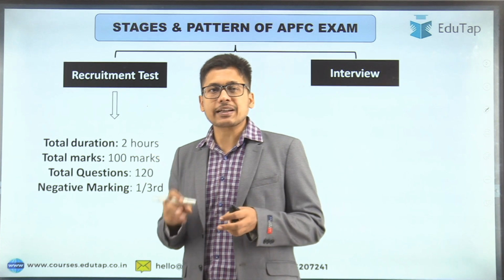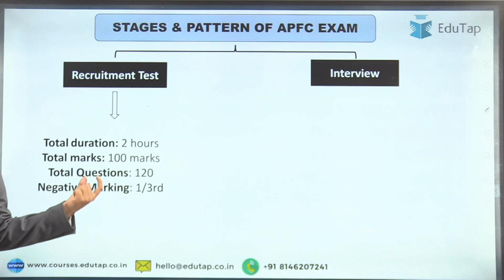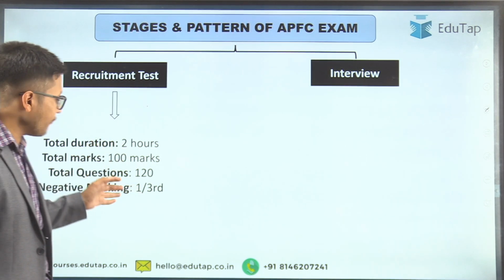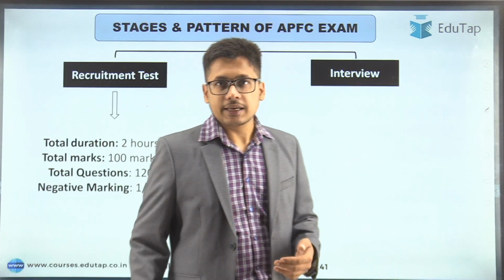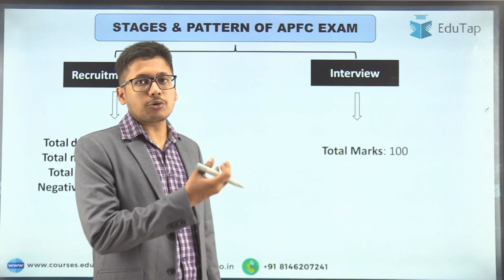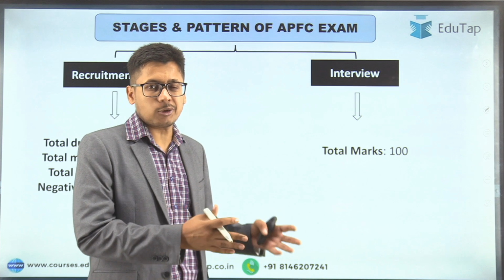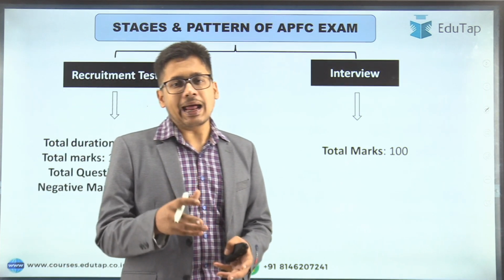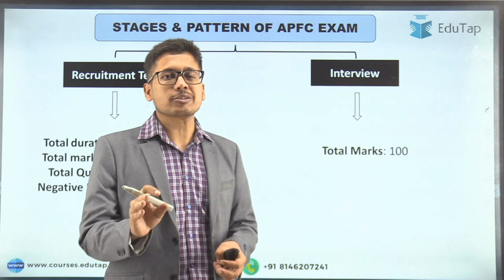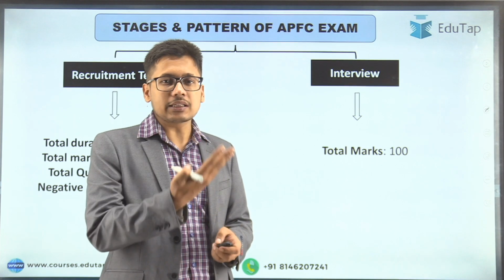And 1/3 negative marking will also be there for each and every question. You will get a penalty of 1/3 of the maximum marks if you answer that question incorrectly, right? Next, interview is also there. In the interview stage, total marks of 100 will be allotted to the interview. The maximum marks are 100 marks. And there is also a minimum marks which must be given to every aspirant depending on the category which this aspirant belongs to, right? So these are the two stages.